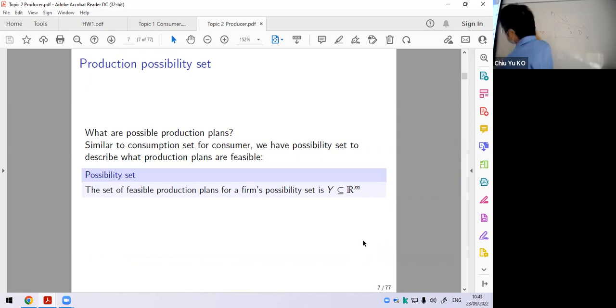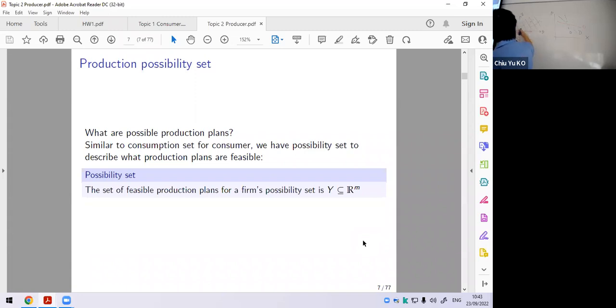Right? This cannot be Y. So the question: what is Y in this context? In this context, you should see something like this happen. I don't know what the shape is, but if this is the frontier, this will be the feasible set.